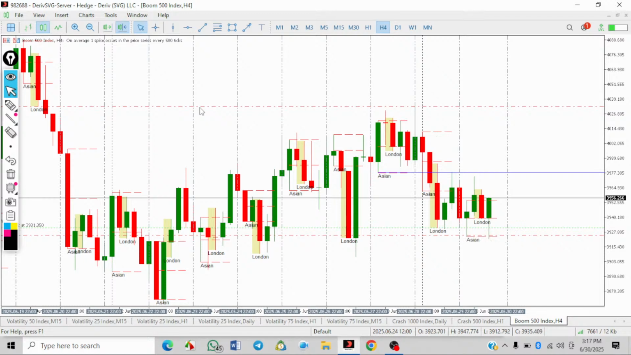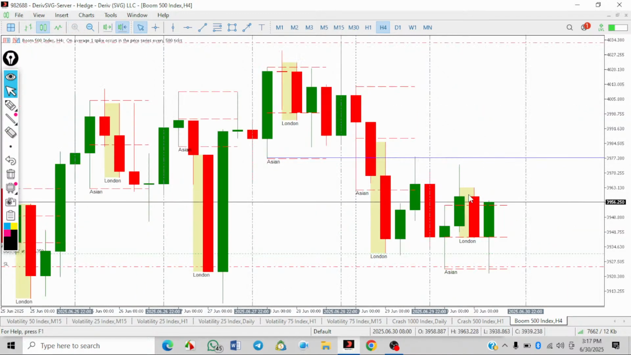So you can see my H4 already showed me a CRT. I entered earlier, because I was targeting that one. My normal entry could have been that I waited for this Asian high to be taken out already. That would have been a more precise area, a more precise entry for me.